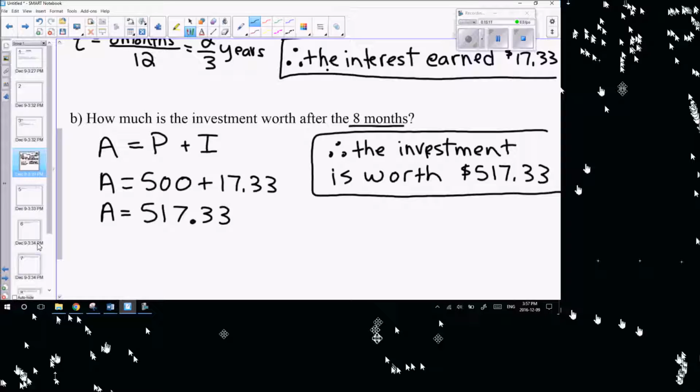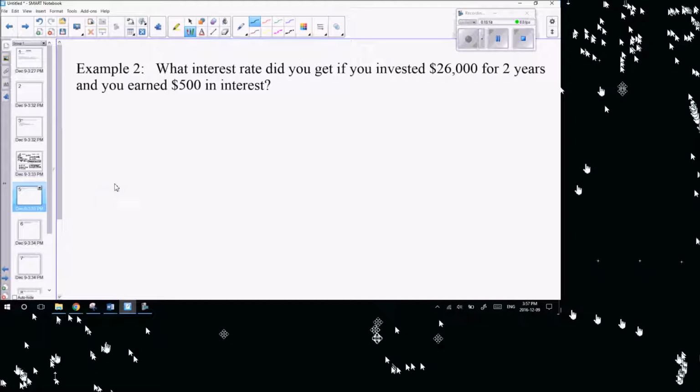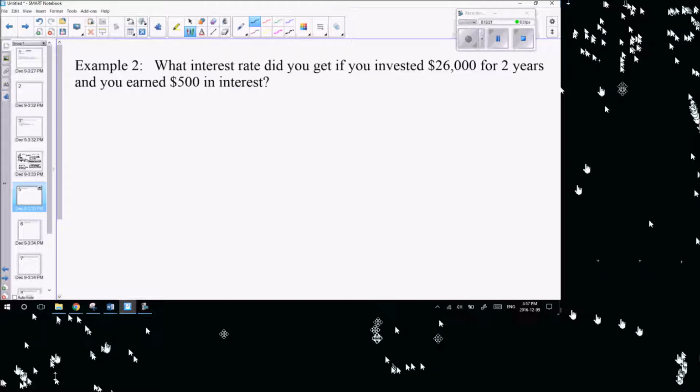Let's take a look at the next page. So example number 2, it asks us what investment rate did you get if you invested $26,000 for 2 years and you earned $500 in interest. So again, let's list out all of our variables. Pull out all the numbers that we know and figure out which one we're trying to solve for.